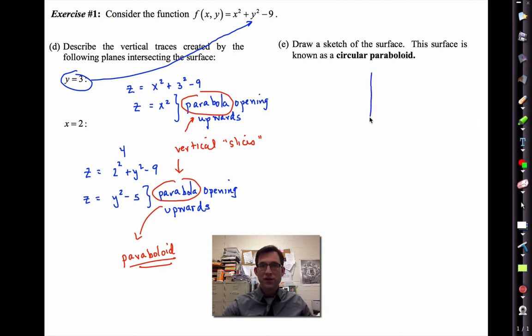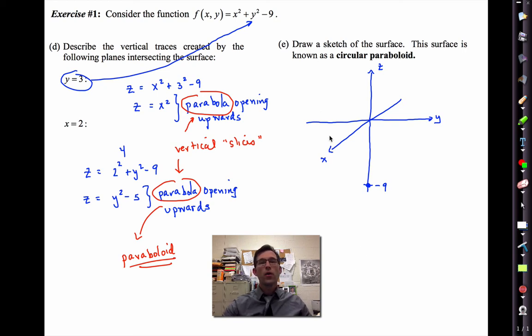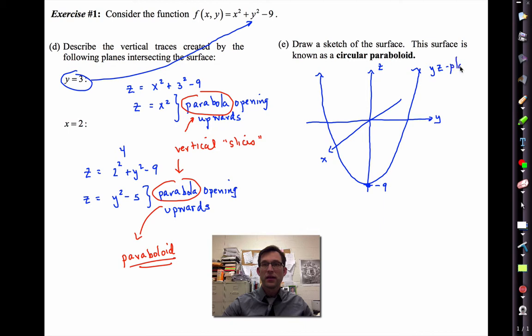Sketching these things is always interesting, always a challenge, and kind of questionable in terms of a skill set. But I'm going to give it a shot anyway. You very well may have to do this in your college calc class at some point. Now what I know is that the thing bottoms out at -9, down here on the z-axis. And what I know is that it's always giving me parabolas in the cross sections. So watch as I draw a parabola that's in the YZ plane. That would literally be if I let x equal 0.